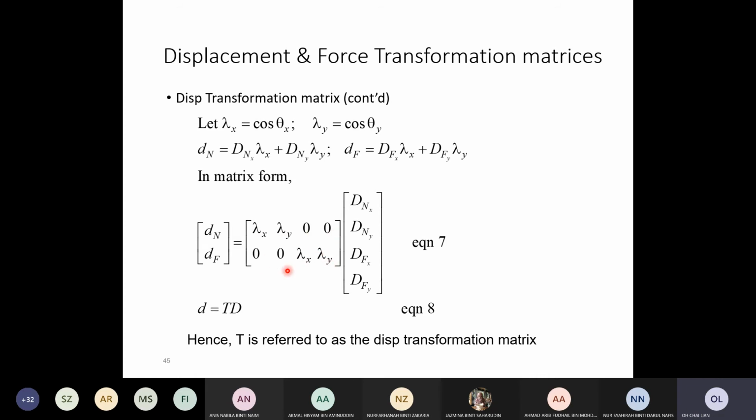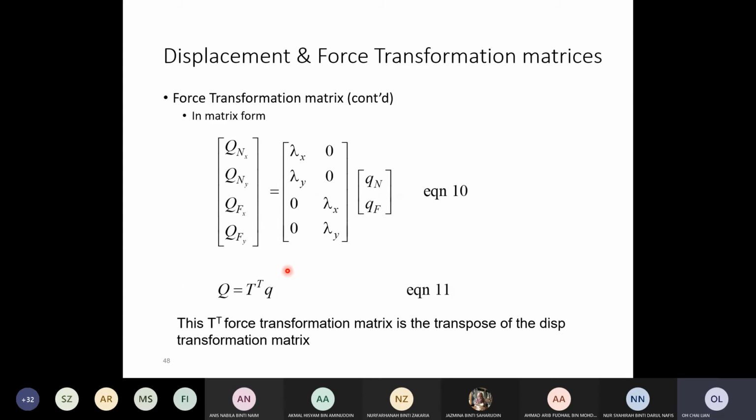And now we transpose this T. Okay, write it in the transpose way, vertical. So you get this: lambda x, lambda y, lambda x, lambda y. So this T transpose is also named the force transformation matrix.